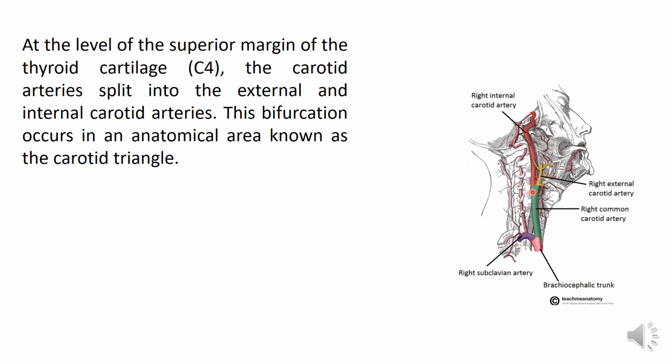So this area where the common carotid divides into internal and external carotid artery is an anatomical area called carotid triangle. So what is carotid triangle? It is the anatomical area at the level of C4 or superior margin of thyroid cartilage where the common carotid artery splits into internal carotid and external carotid.